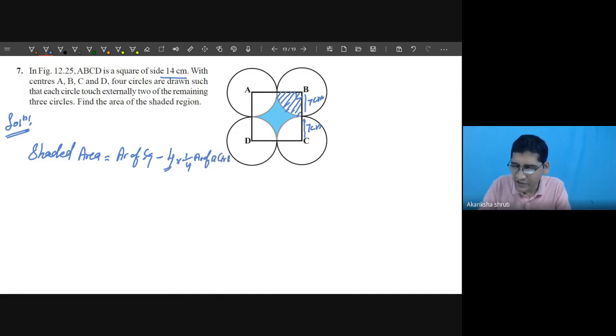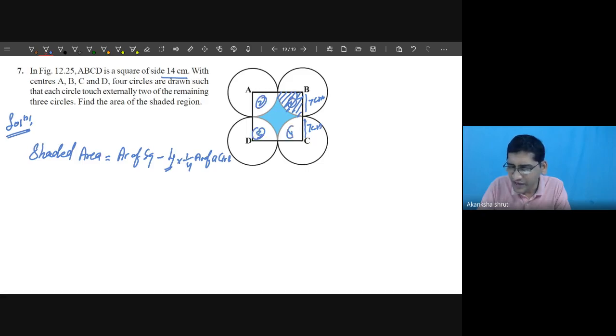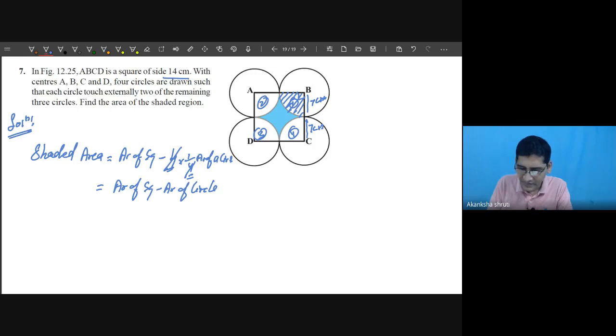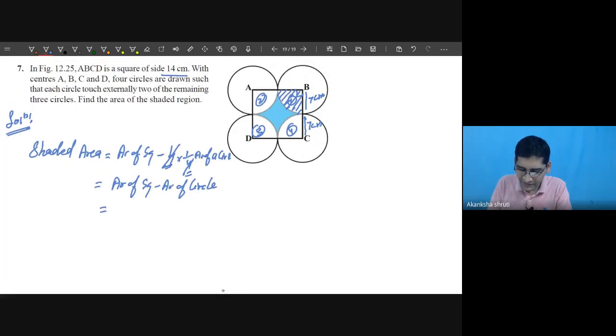This 4 is because of this 4: 1, 2, 3 and 4. I have taken the 4, but this 4 is because it is just a quadrant, 1/4 of the entire circle. In division 4 we have taken. These two 4s can be cancelled. So it is like area of a square minus area of a circle only.